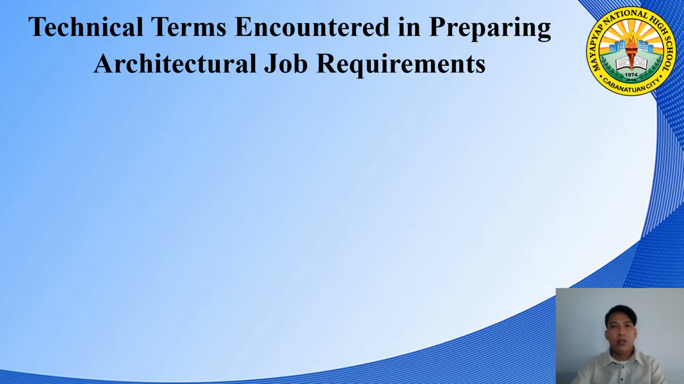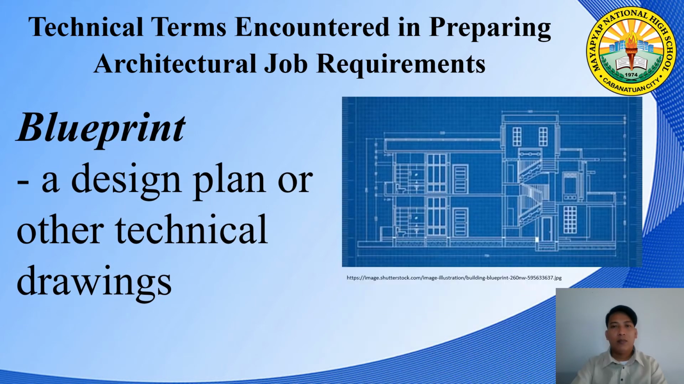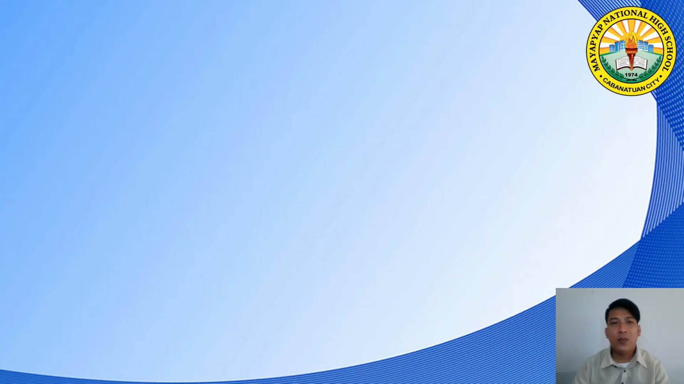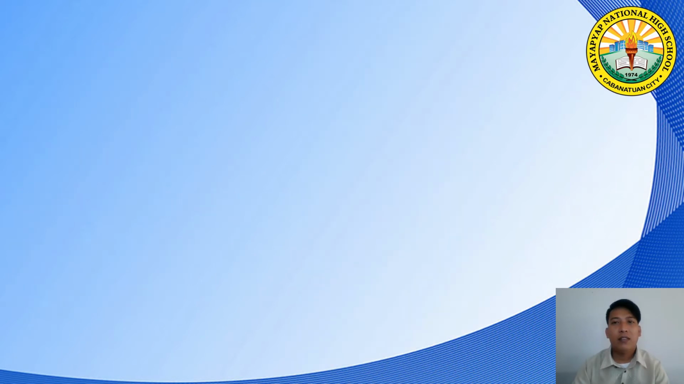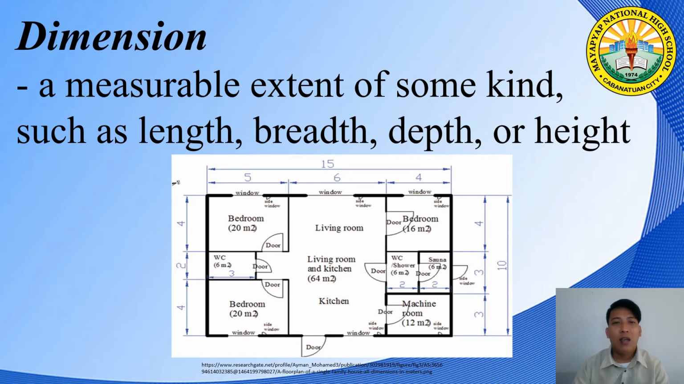Before we proceed to our lesson, let's have some unlocking of difficulties. Let us first discuss the different technical terms encountered in preparing architectural job requirements. The first is blueprint. Blueprint, a design plan or other technical drawings. Next is specification, an act of describing or a detailed, precise presentation of something. Dimensions, a measurable extent of some kind such as length, breadth, depth, or height.